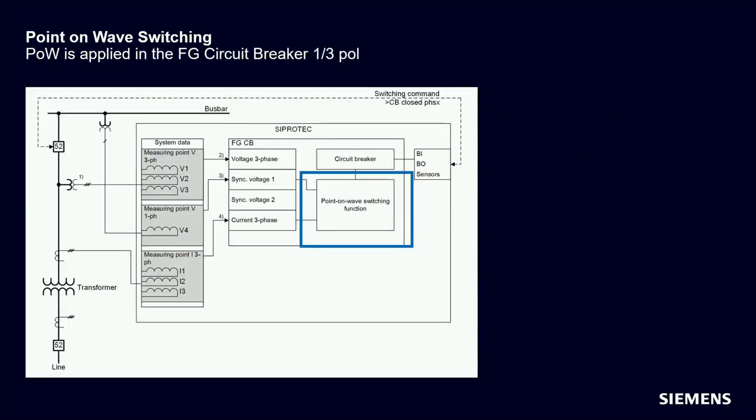Here you can see that the point-on-wave function is applied to the function group circuit breaker 1 3-pole. Measuring points on the left-hand side, like voltages and currents, are connected to the function group circuit breaker. On the right-hand side, you can see binary input and binary output are connected to the function group circuit breaker. The close and/or open command issued via the control function of this circuit breaker will be the point-on-wave switching operation. In this manner, the point-on-wave function is fully integrated into the standard control logic of SIPROTEC 5, for example, a close command via IEC 61850.